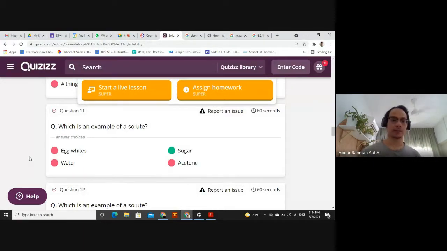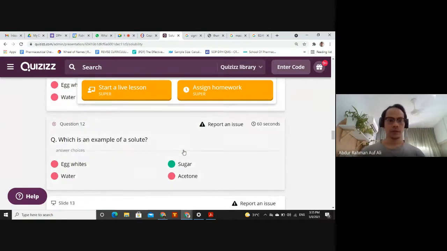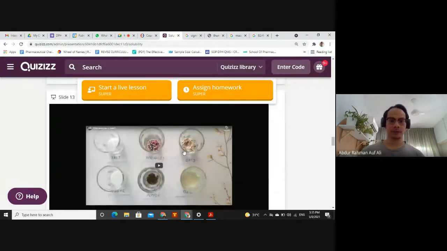Okay, so dekat sini dia bagi 3 liquids dan satu lagi adalah solid. So egg whites, water, acetone and sugar. So jawapan yang baik kat sini adalah sugar. Tapi pada hakikatnya if we expand the definition, egg whites pun boleh jadi solute. Water, no, water cannot. Water is a solvent. Acetone is a solvent. Okay, so egg whites can be a solute also. Sugar also can be a solute. Terrepeat soalan yang sama.